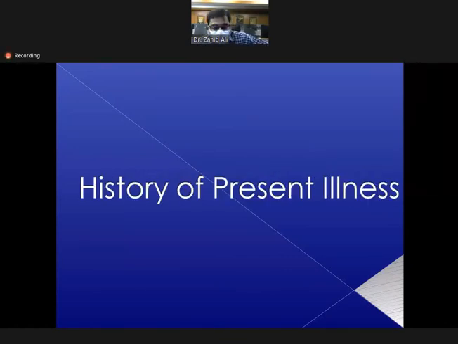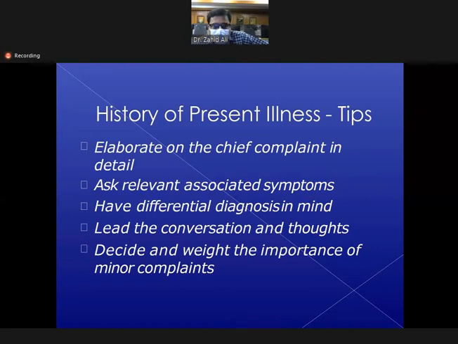And then comes history of present illness. In history of present illness, the main tip is that you have to elaborate on the chief complaint in detail. For example, if the patient has a pain in the right lower quadrant, in this case you have to elaborate the pain: the site of the pain, aggravating and relieving factors, what causes the pain, duration, timing, and frequency of the pain. And then ask relevant associated symptoms. Is it associated with vomiting, yes or no? Because it gives you some clue to make your differential diagnosis. And then decide and weigh the importance of minor complaints.